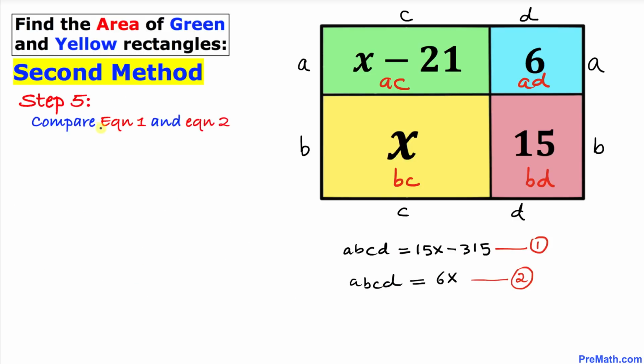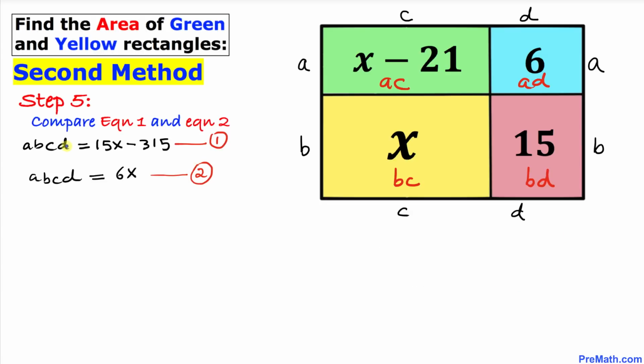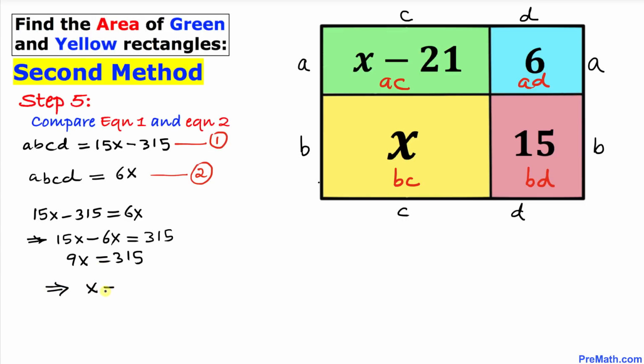And here's our final step. Let's compare equations 1 and 2. Here in equations 1 and 2, we can see the left hand sides are the same, so that means the right hand sides have got to be the same as well. So I can write 15x minus 315 equal to 6x. Here I simplified and got 9x equal to 315, so that means our x value is going to be 35.